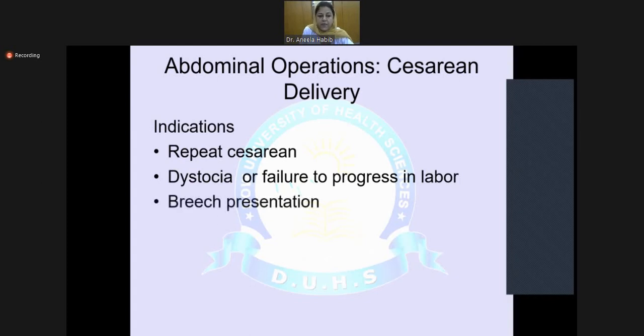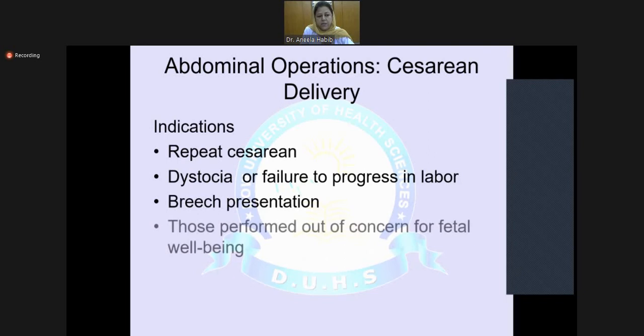Sometimes the baby is in a breech presentation, the presenting part is very high, and the pelvis is not adequate. You have to do an elective cesarean section, because breech normal delivery carries more complications than a breech cesarean section, and it is performed out of concern for fetal well-being. Sometimes the baby is very precious for the family, sometimes because of ovulation induction, sometimes because of maternal age, sometimes the mother wishes to deliver the baby by cesarean section for its well-being.